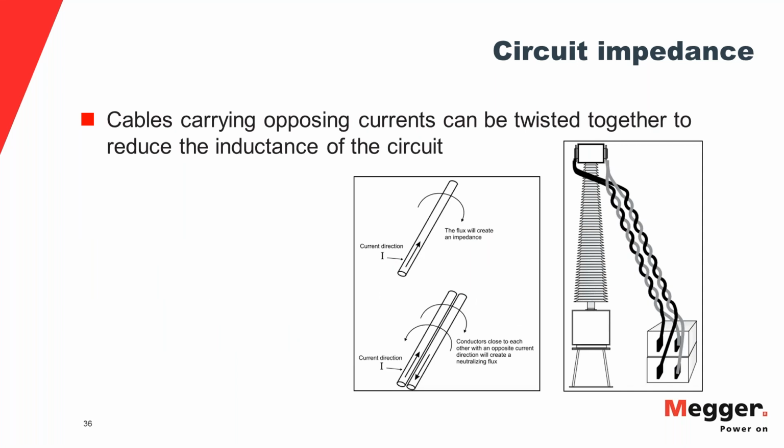If you're going to be using really long cables, then the cables carrying opposing currents can be twisted together as shown in the figure. So what that does is the currents flowing in opposite directions through those cables cancel each other out. The fields of the currents cancel each other out, so that reduces the inductance of the circuit.